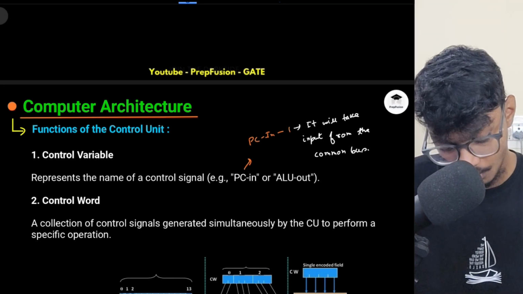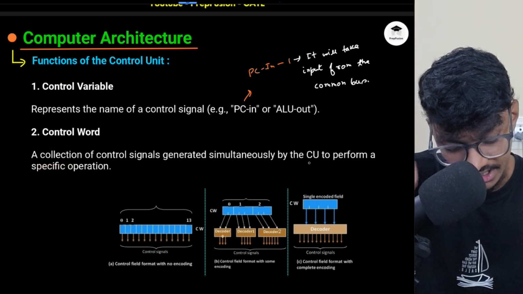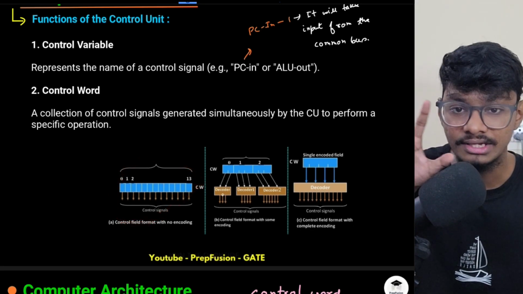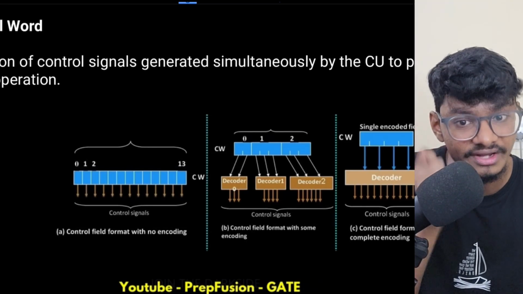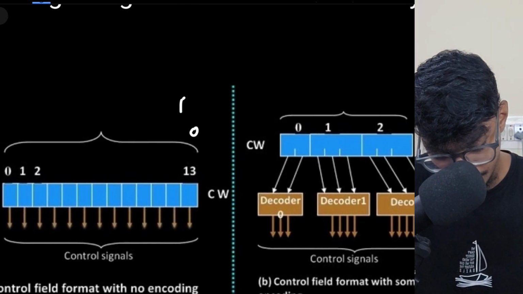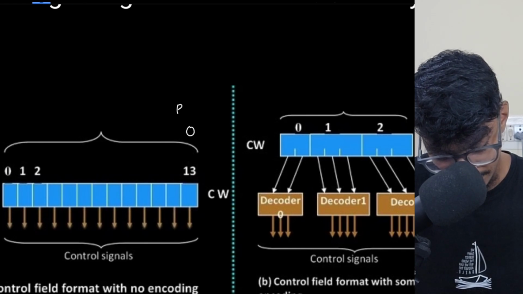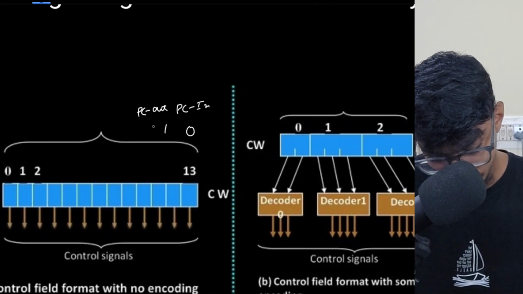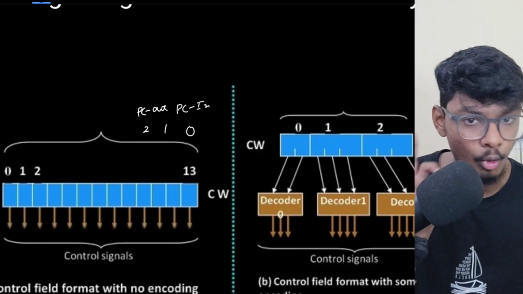Now what is a control word? A collection of control signals generated simultaneously by the CU to perform a specific operation. So a control word is basically a collection of control signals. Each bit will represent a particular control variable. Let's say the 0th bit here represents PC in. First bit here represents PC out. Second bit represents ALU in. And like that, each one represents a control variable.